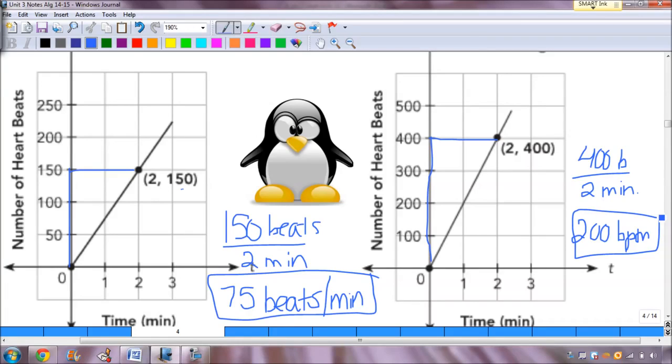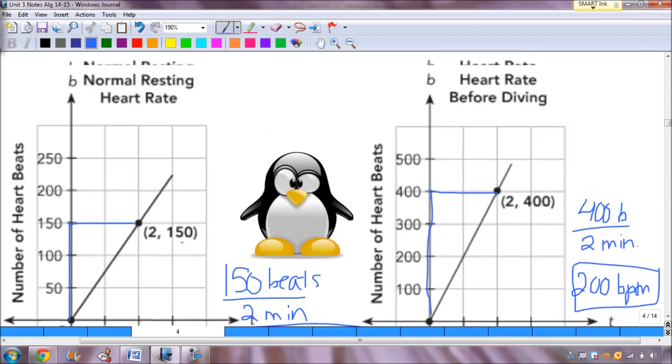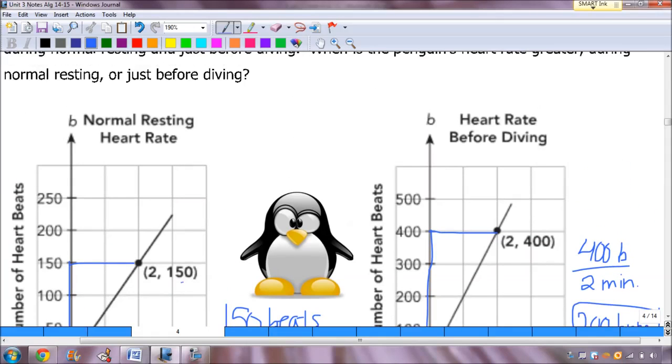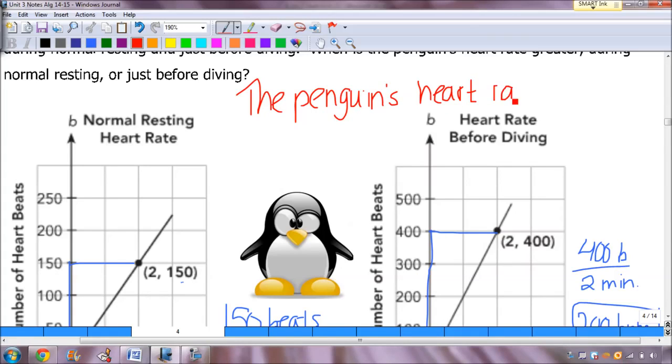Okay. And the question is asking, is the heart rate higher at normal resting or just before diving? So hopefully you understand that the heart rate is higher before diving. So you would say the penguin's heart rate is higher just before diving.